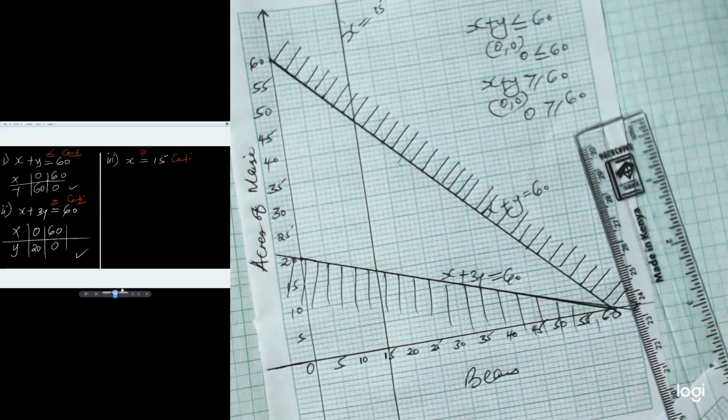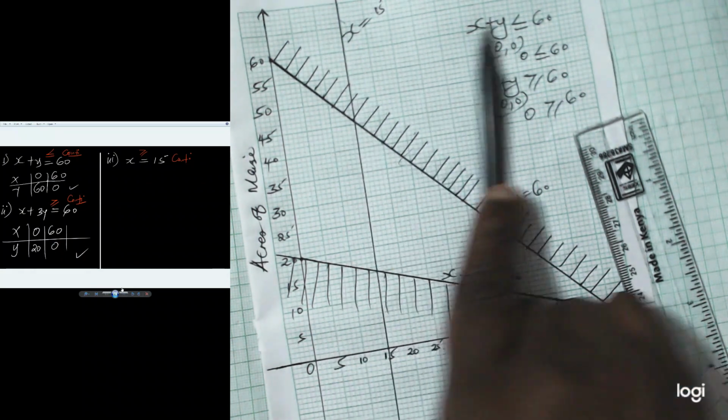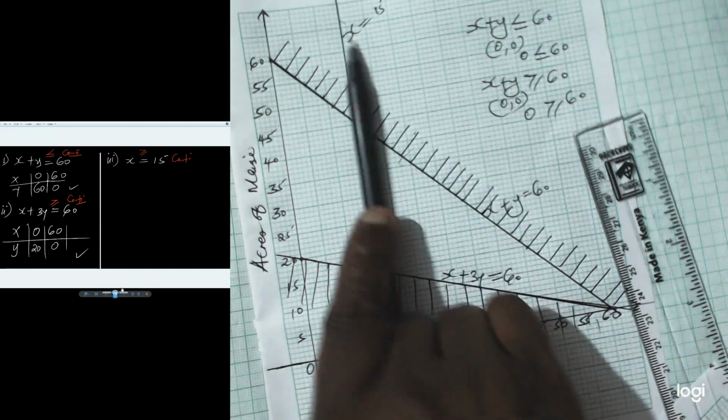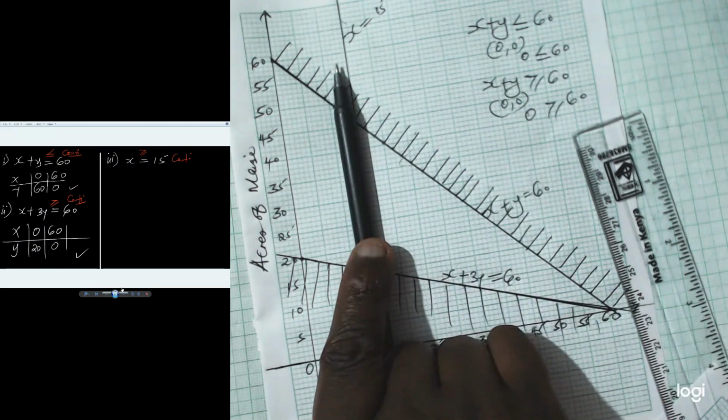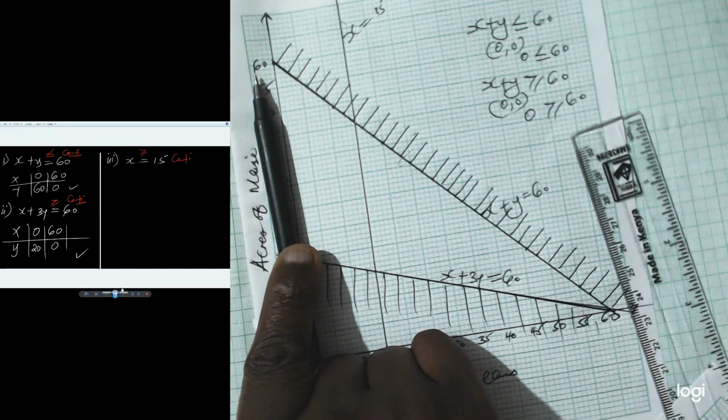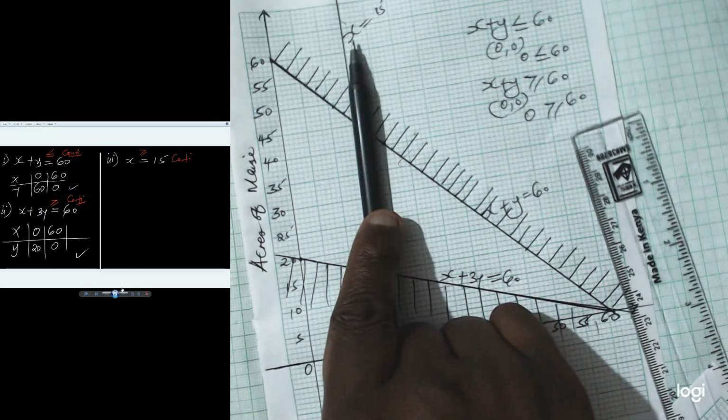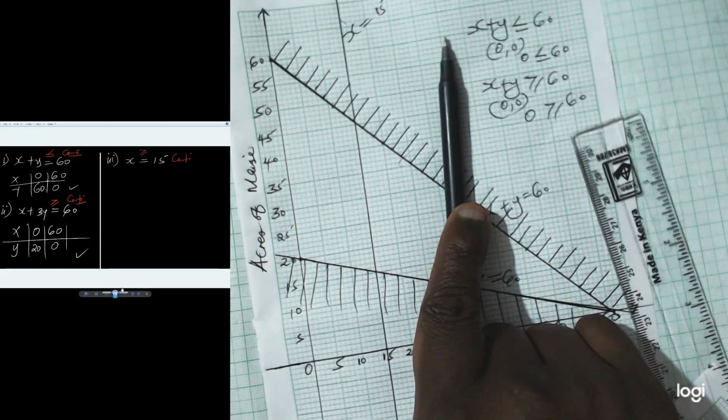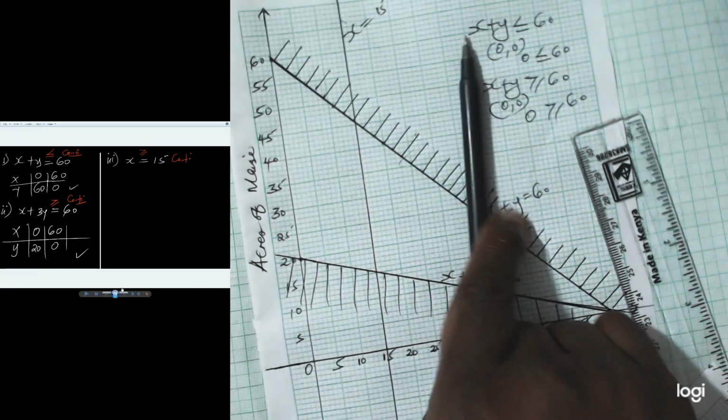Now the inequality is that x should be greater than, which is the right hand side of that line. That is the one that is required, the right hand side of that line. The left hand side of that line is less than 15, so it is the unwanted side. The inequality is x is greater than or equal to 15. The required side is the right hand side.